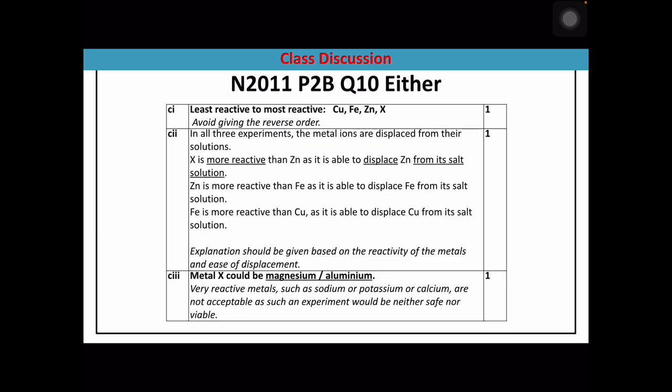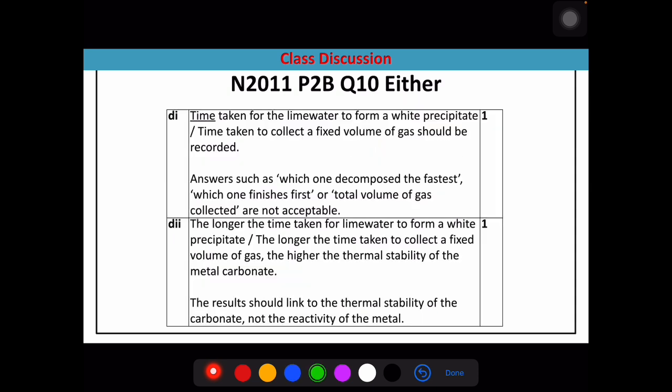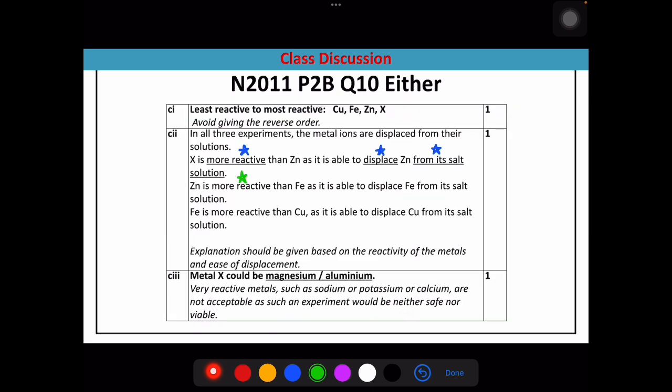Okay, next, in terms of the reactivity series, we see over here that going from the least to the most reactive, you have copper followed by iron, followed by zinc, followed by X, right? So that is one way to look at the reactivity series. And how do you explain it? Explanation is a bit tedious, but basically it's the same: you compare which one is more reactive, then it can displace something from the solution. Likewise, which one is more reactive can displace something from the solution.